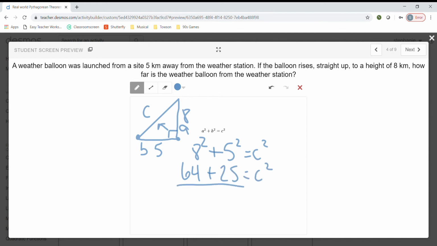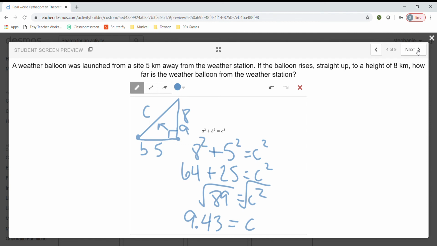Can I add these together? Yes, I can. 64 plus 25 is 89. From there, I take my square root, and C is equal to the square root of 89, which is 9.43. So that means that the balloon is a little over 9 kilometers away from the station, almost 9.5.